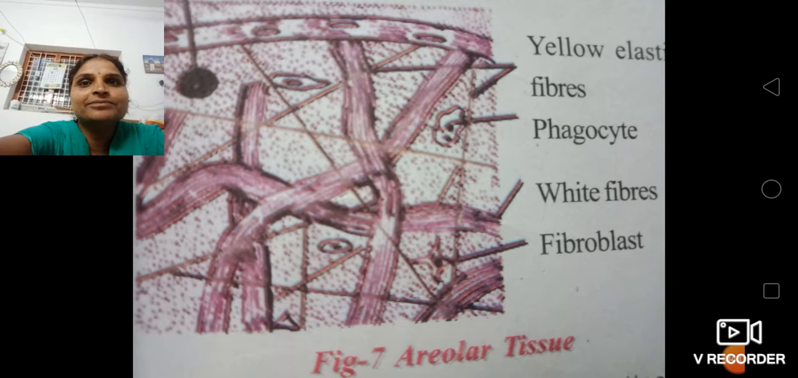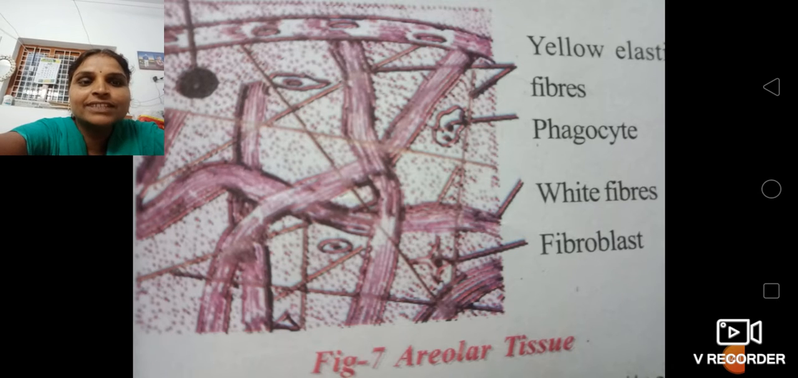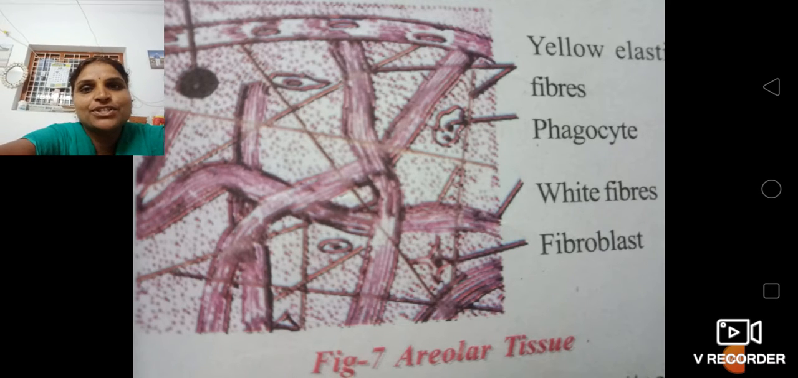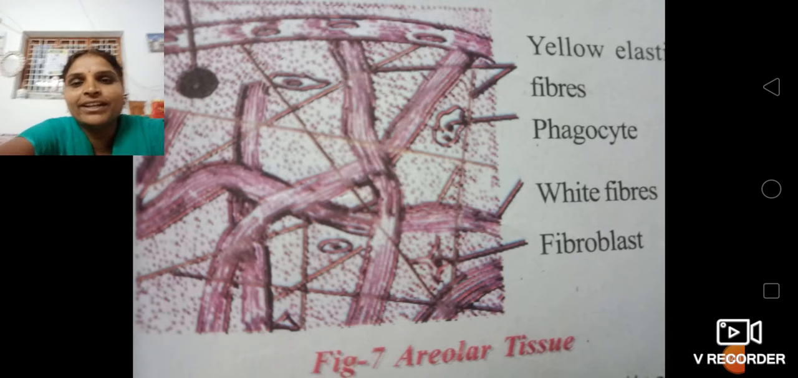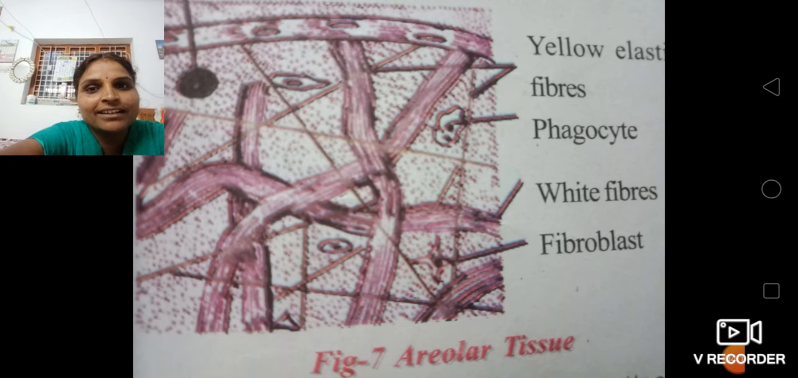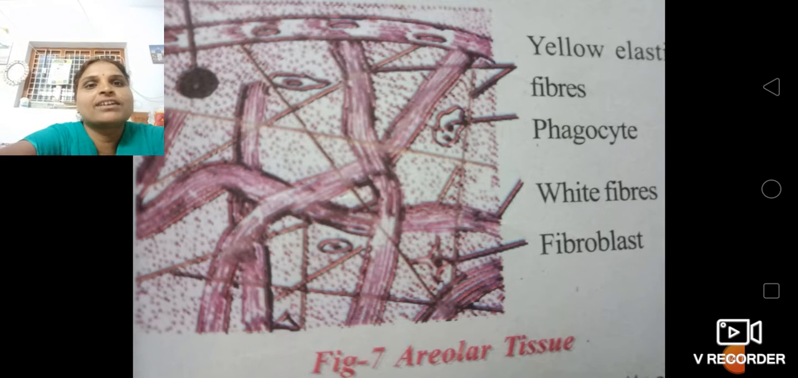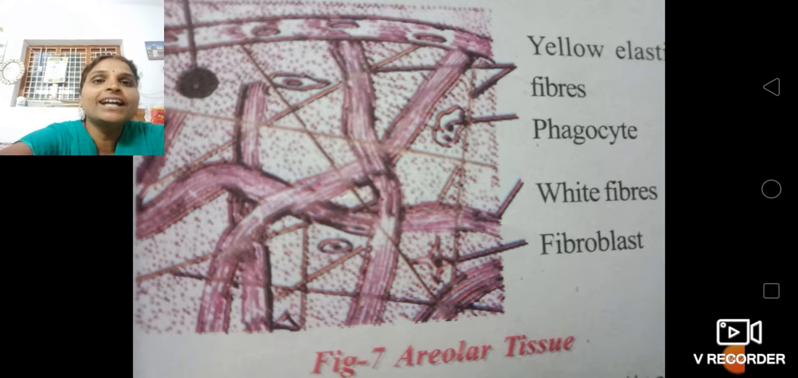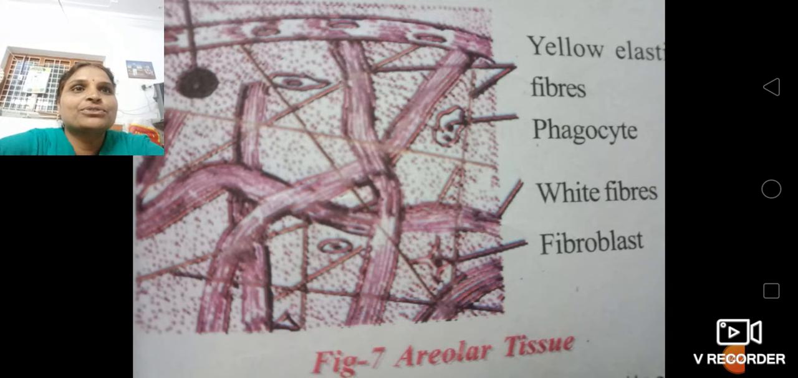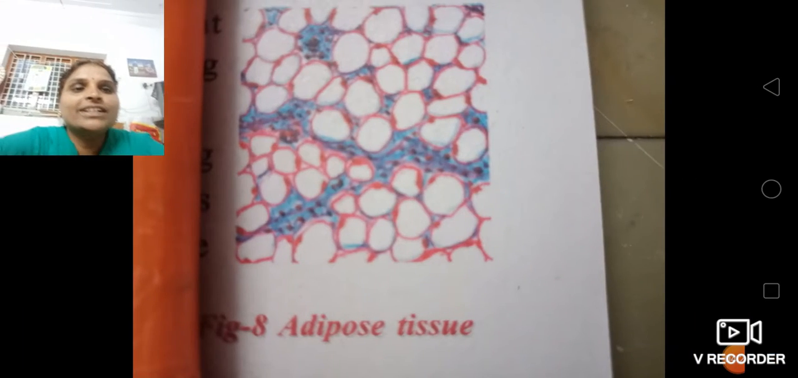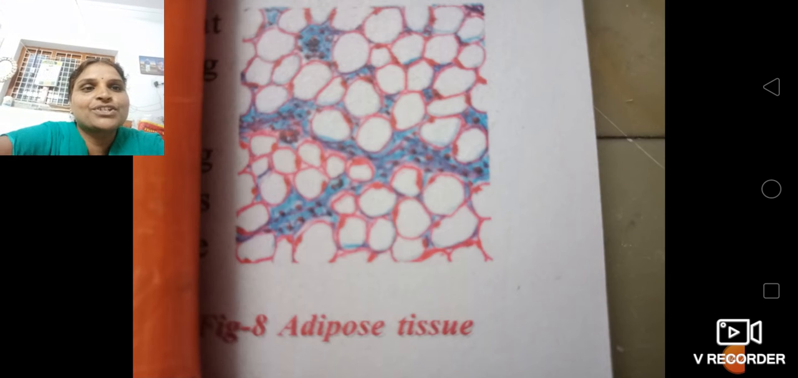This is areolar tissue. The muscles in our body are attached to the skin and bone by this type of tissue. We can see this type of tissue around blood vessels and nerves also. Okay, the second one is the adipose tissue.